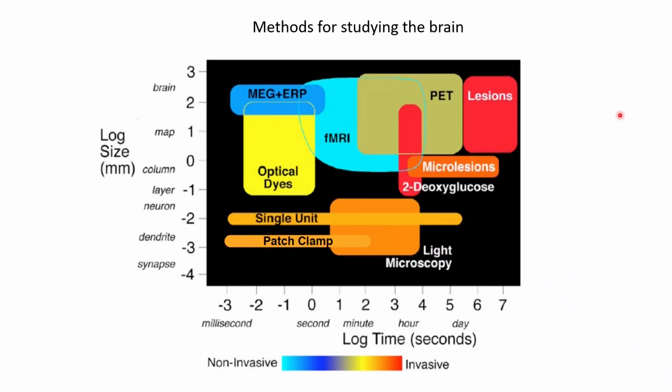Let us take a look at the most common techniques that are used for studying the brain. In this slide, we have put these techniques on two axes. On the x-axis here, we have time on the log scale. So 0 indicates 1 second, and then this is tens of seconds, then hundreds of seconds, thousands of seconds, and so on.